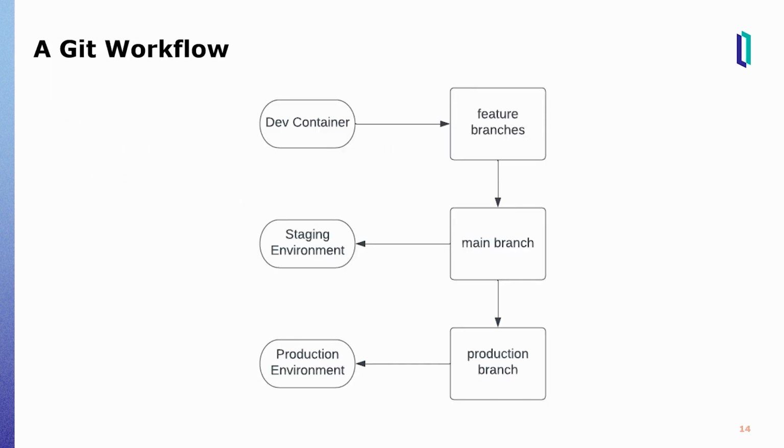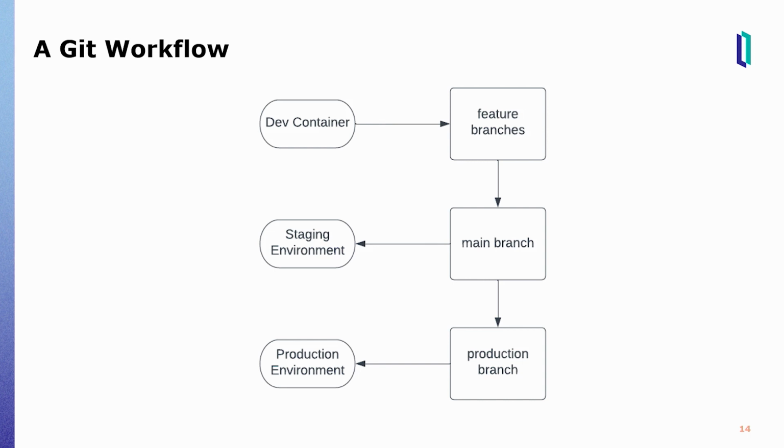So here's a diagram of the Git workflow I'm going to use for the demo. There are 2 shared environments. One is for staging, that pre-production environment, and the other is production. There are also 2 permanent branches, our main branch and our production branch. For this demo, they're going to be hosted on a GitHub remote repository.